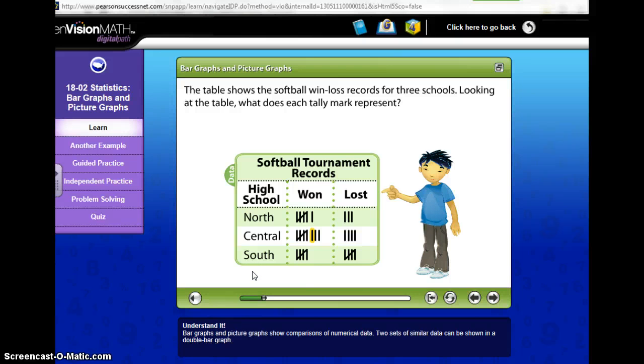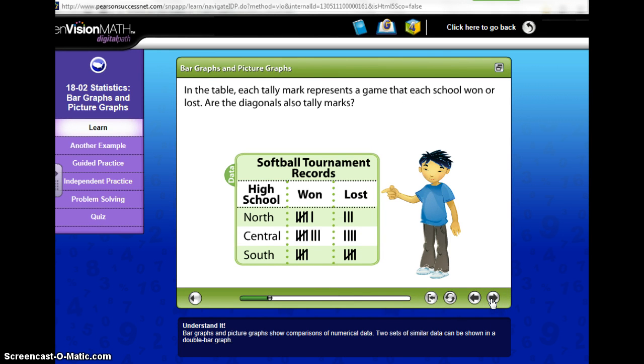What does each tally mark actually stand for then? Well, yeah, these stand for wins and these stand for losses, but any tally mark in this, no, not for a number, a game. So each tally mark represents a game.